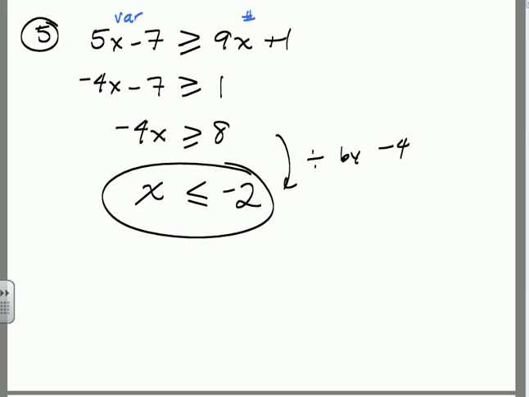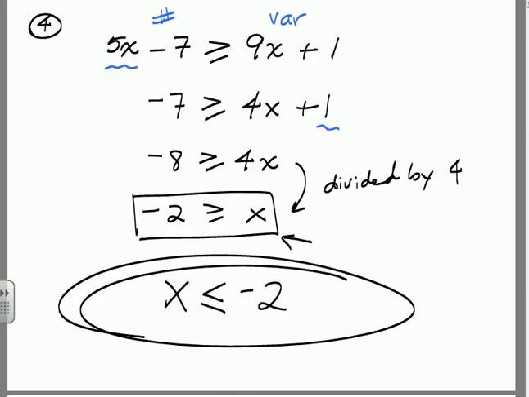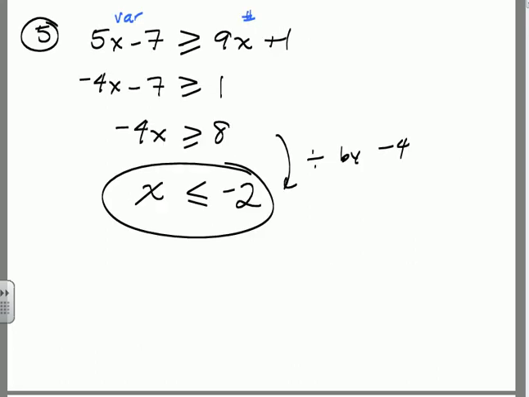Same problem. Let's go back and see if we got the same answer in the previous one. There it is. We did it a different way, but we still got the same answer. Yahoo! Okay, I think that's it. This is going to be a short video. That's our first lesson on solving inequalities.